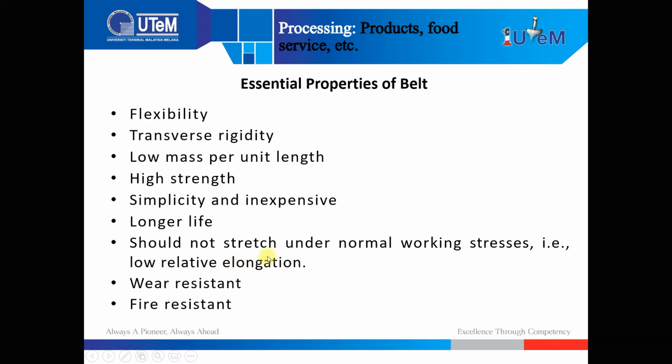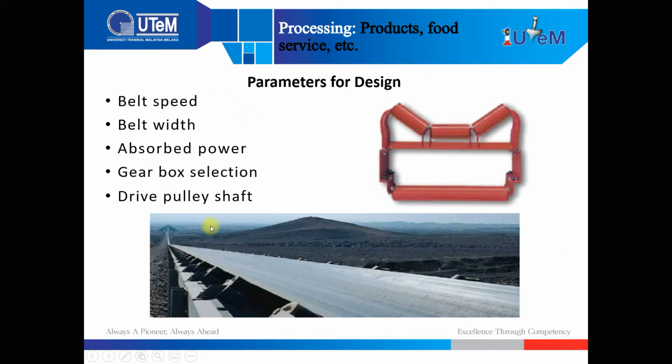It should not stretch under normal working stresses. Low relative elongation, wear resistant and fire resistant. So these are the essential properties of belt. And then the parameters for conveyor design.